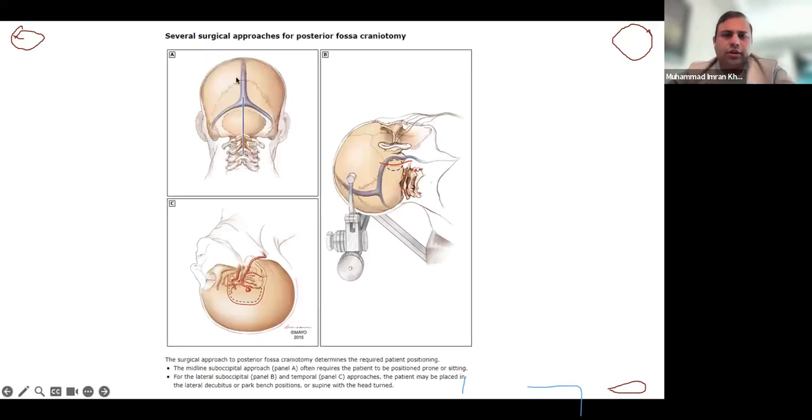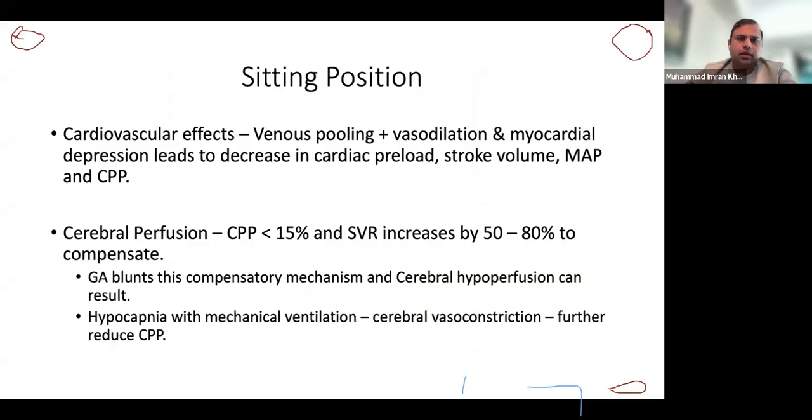This picture is basically showing you the access that they need and how we can position the patient. All right. So now to talk specifically about this, there can be multiple positions in which posterior fossa tumor surgeries can be done. I'm going to discuss the two most common ones that we use in our practice. And so we're going to begin with the sitting position.